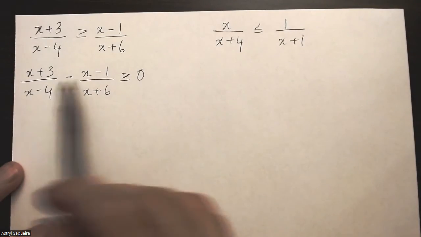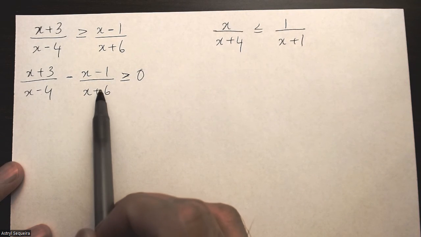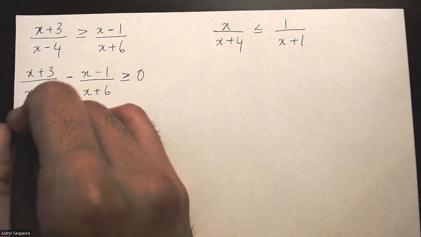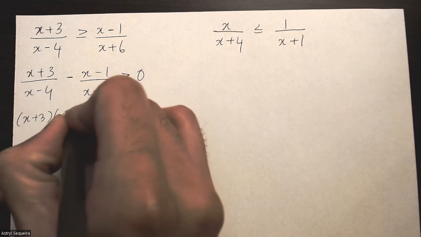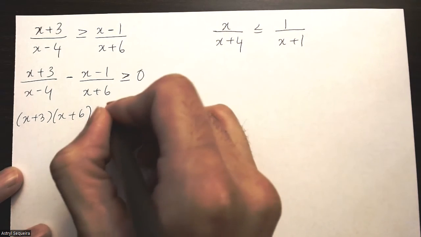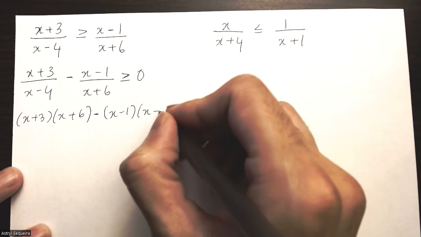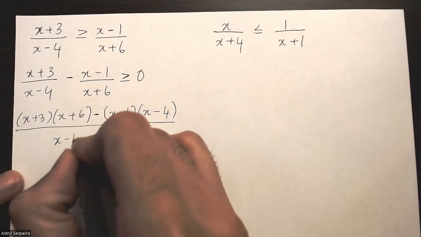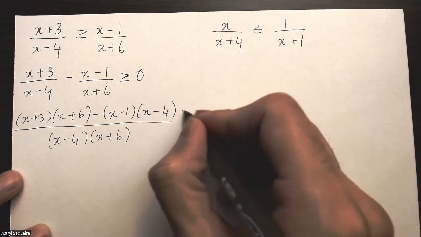The next thing we want to do is make a common denominator. So I've got to multiply x minus 4 on the top and bottom here, and x plus 6 on the top and bottom here. Now I have a common denominator of x minus 4 times x plus 6.